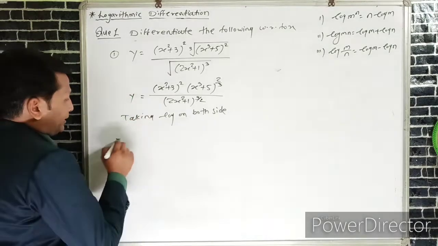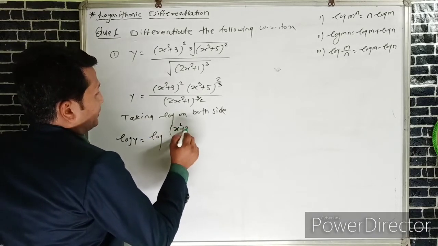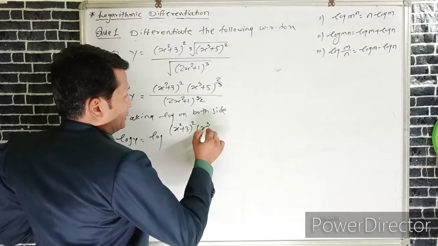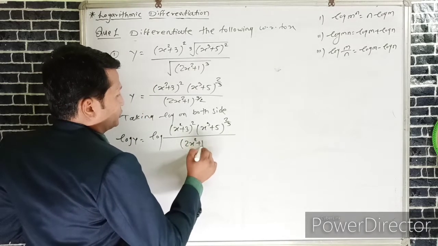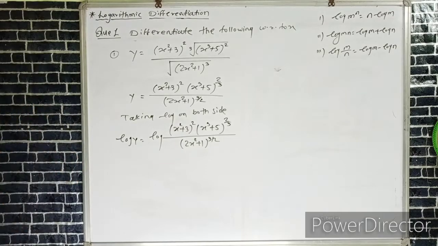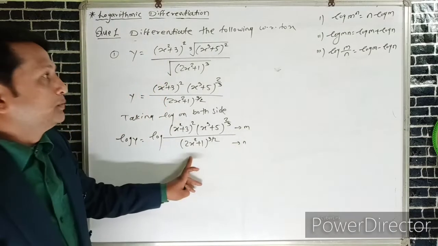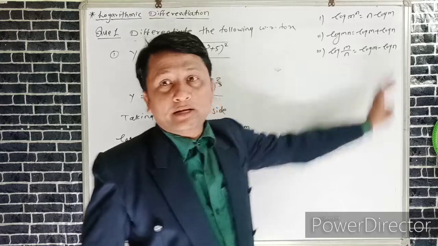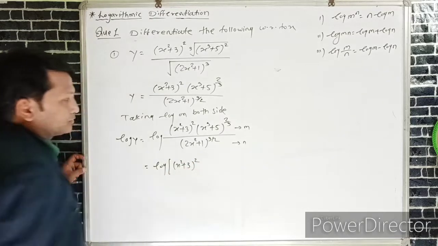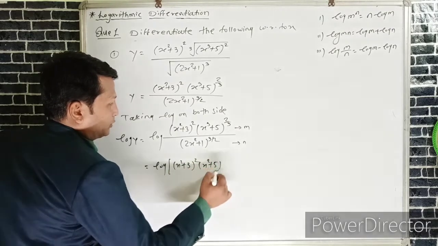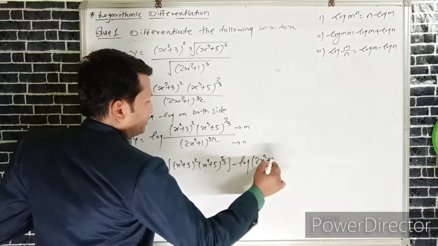If we take a log, then y becomes log of y. This function we can write as log of (x square plus 3) whole square into (x cube plus 5) whole raised to the power 2 by 3 upon (2x square plus 1) whole raised to the power 3 by 2. If we consider the whole numerator as m and the denominator as n, then we can apply log of m upon n is log m minus log n. Hence we can write it as log of (x square plus 3) whole square into (x cube plus 5) whole raised to the power 2 by 3 minus log of (2x square plus 1) whole raised to the power 3 by 2.